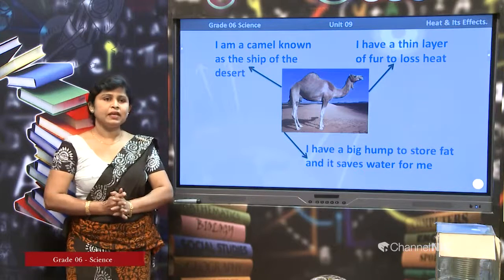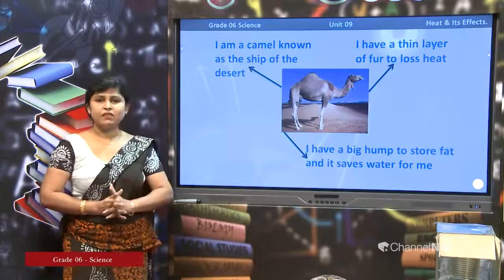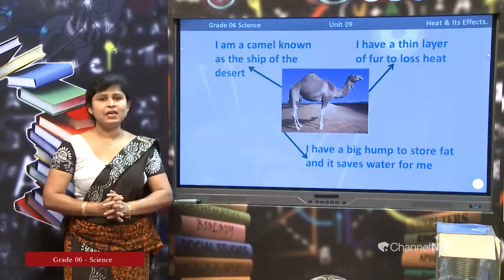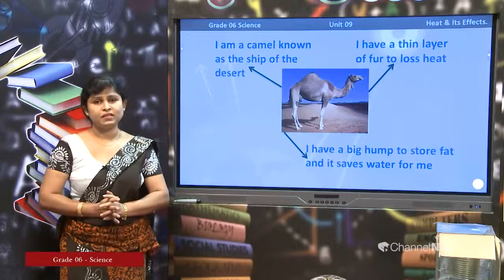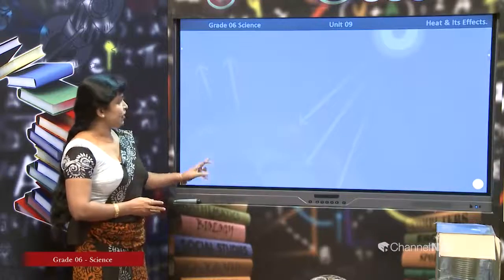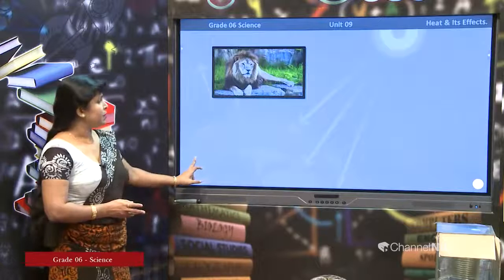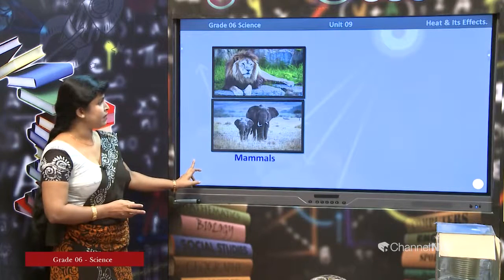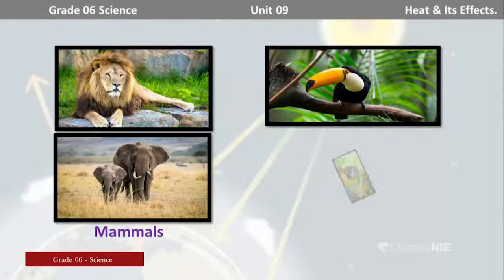Now, you can see these two animals are living in two different environments. They have different mechanisms to maintain their body temperature. It is very important. So, that is the nature of warm-blooded animals. Especially, we consider mammals and birds as warm-blooded animals. Right.